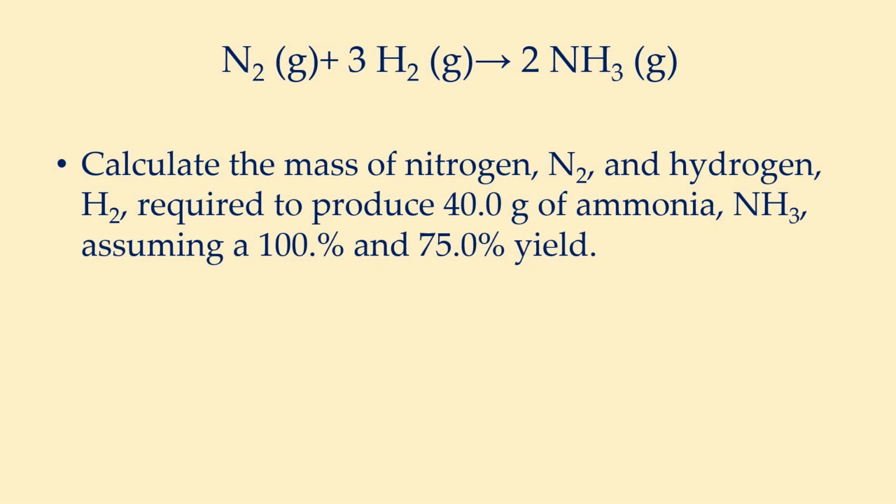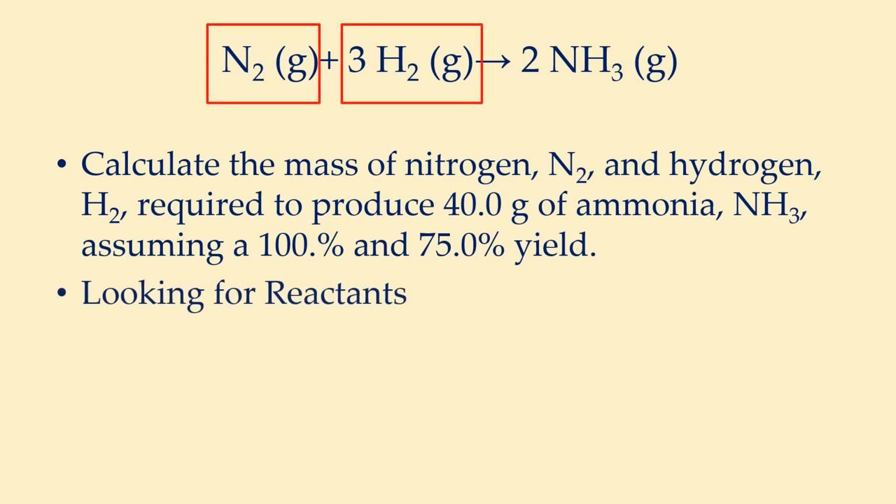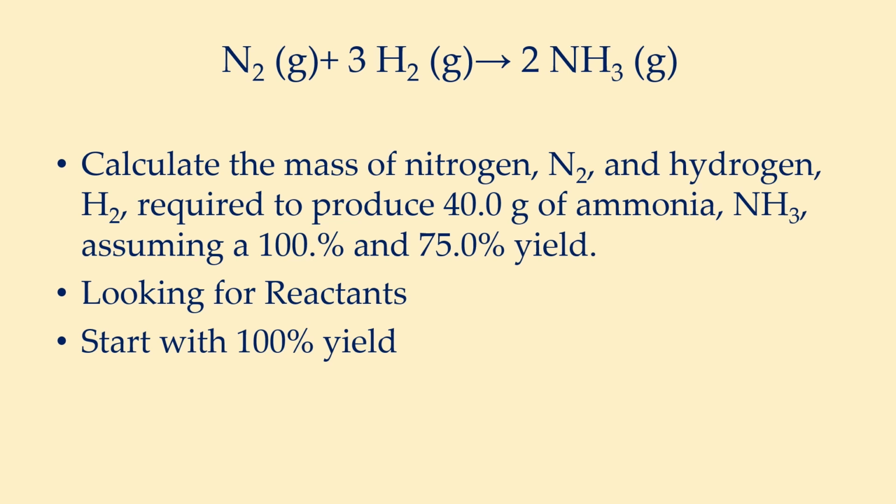Let's calculate the mass of nitrogen, N2, and hydrogen, H2, required to produce 40.0 grams of ammonia, NH3, assuming a 100% and 75% yield. Notice in this stoichiometry problem, we are looking for the reactants needed to make 40.0 grams of ammonia. I also want to practice how to solve for the 100% yield and for the lower yield, 75% in this example. I'll start with 100% yield and return to the 75% yield problem.